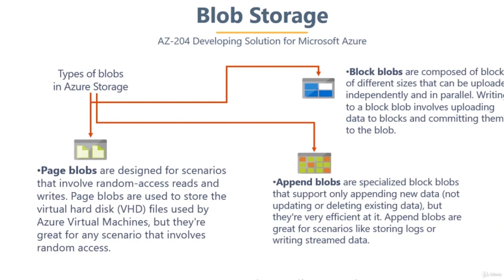The third type is page blobs, which are designed for scenarios that involve random access reads. In this case, which data you're going to access is not predefined. Randomly you can access it. Most of the time we store virtual hard disk data in this. So these are the three different types of blob storage which are available.